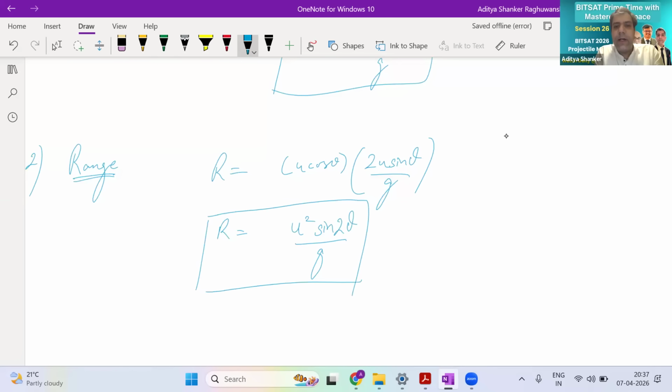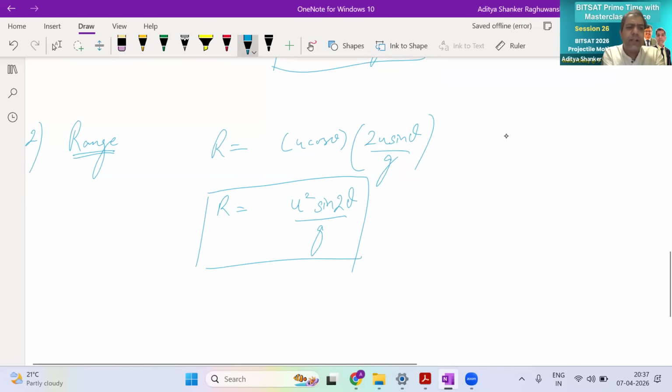Horizontal distance is simple. Speed multiplied by time. And time is going to be time of flight. During the time of flight, how much horizontal distance it has traveled, that's going to be range, or I can say horizontal displacement also in this case. U square sin 2 theta by g.